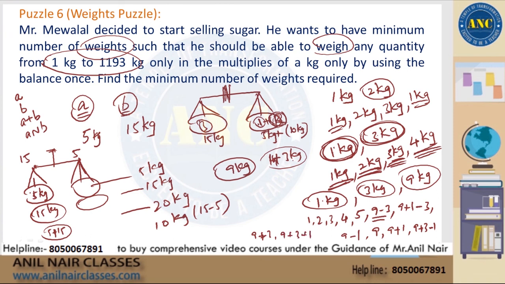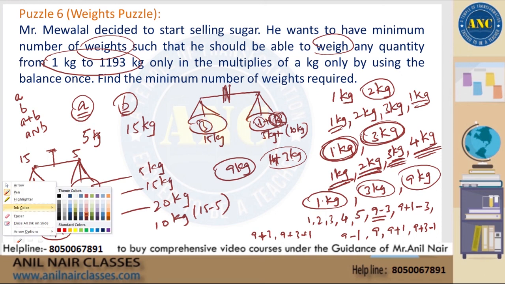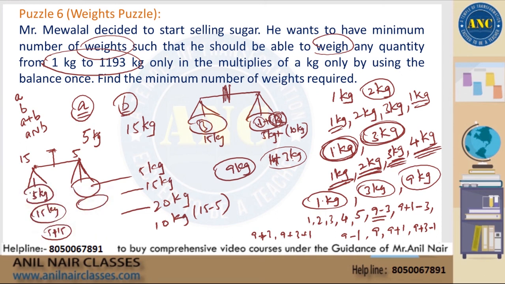So what is interesting that you have learned here is, using the weights 1, 3 and 9, you can start from 1 and go up to 1 plus 3, 4, plus 9, that is 13. So you can go from 1 to 13.